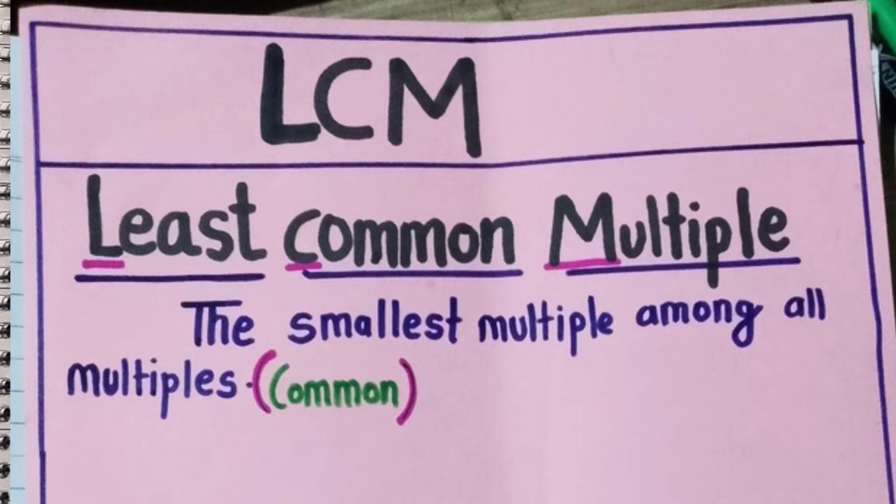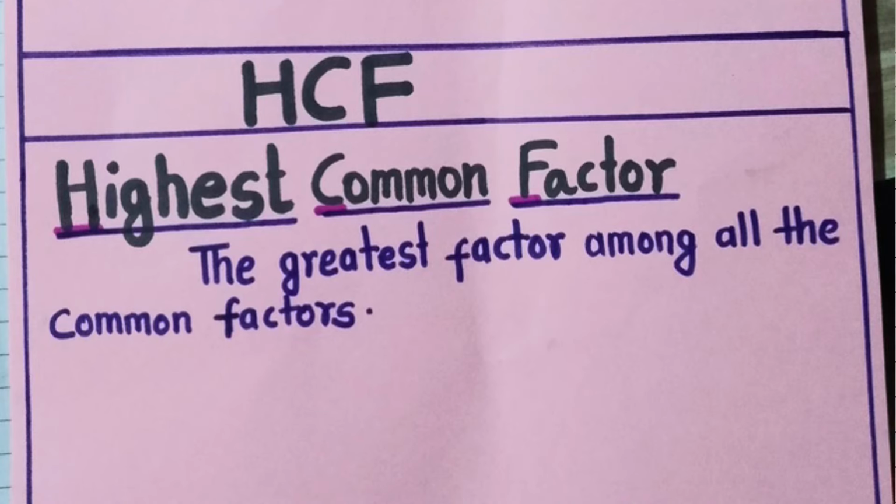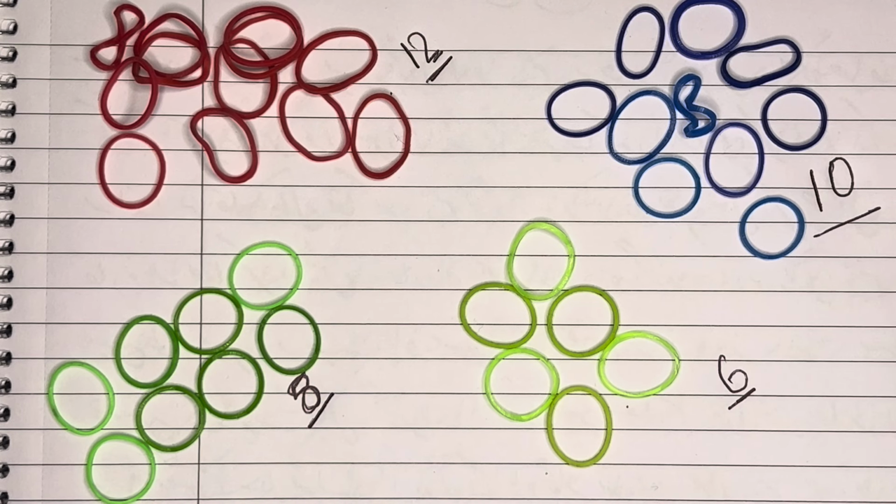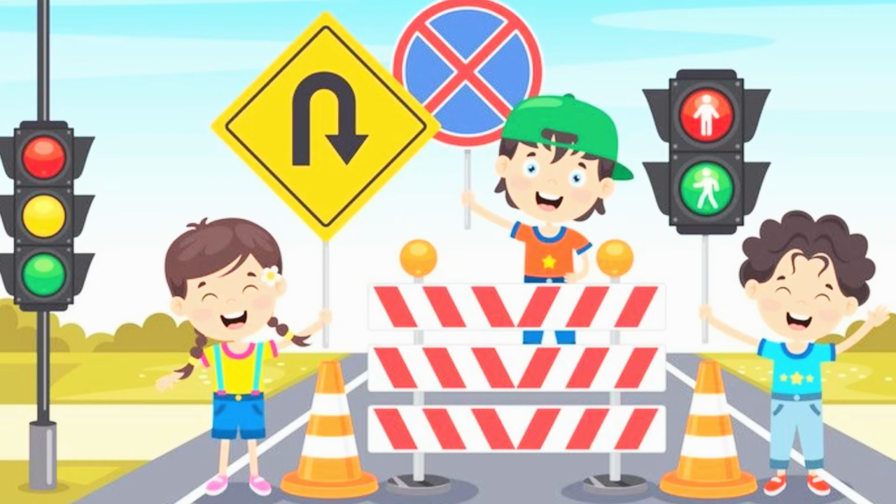LCM is least common multiple. HCF is highest common factor. For the arrangement of these rubber bands, I will need HCF, and if I want to know the synchronization of traffic lights, the concept of LCM or the least common multiple will help us.